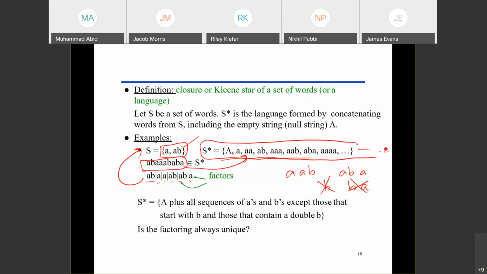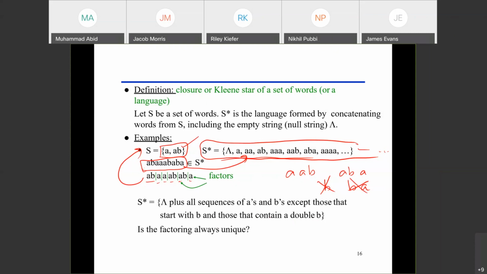So the English description of this language says that this language has lambda plus all sequences of A's and B's except those that start with B and those that contain a double B. So this is the valid English description of this language. It is not possible that you will have any word which starts with B. It is not possible that you will have any word which has two B's there. So that's the English description of this language.